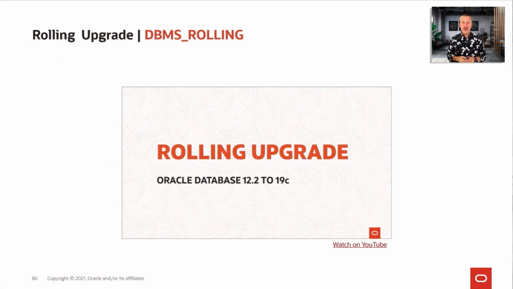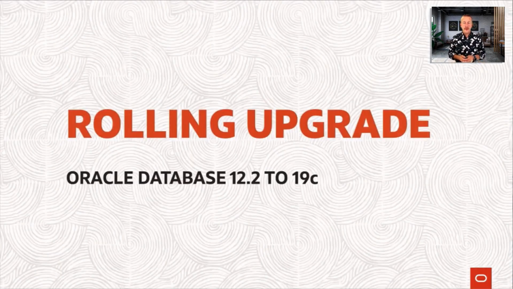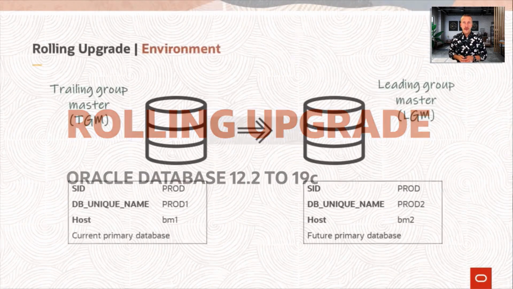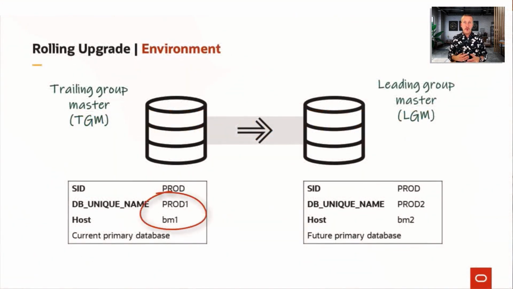I have prepared a 12.2 database that I would like to upgrade to database 19C. And for the purpose, I will use a rolling upgrade. This is my environment. Prod1 is the primary database which runs on BM1.